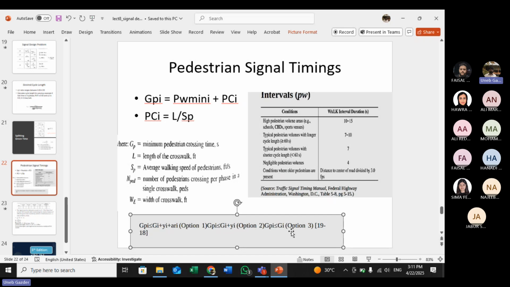But all 3 of them are technically correct. Nobody can say no, I will never take the first option. Even if somebody takes the first option, he is correct. There is no problem with that.